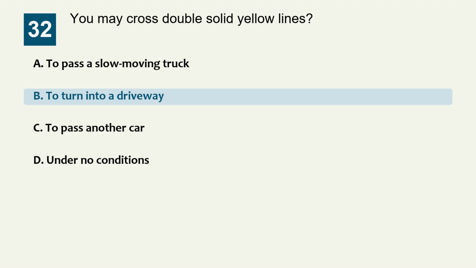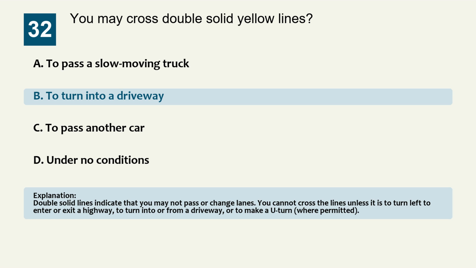The correct answer is option B, to turn into a driveway. Double solid lines indicate that you may not pass or change lanes. You cannot cross the lines unless it is to turn left to enter or exit a highway, to turn into or from a driveway, or to make a U-turn where permitted.